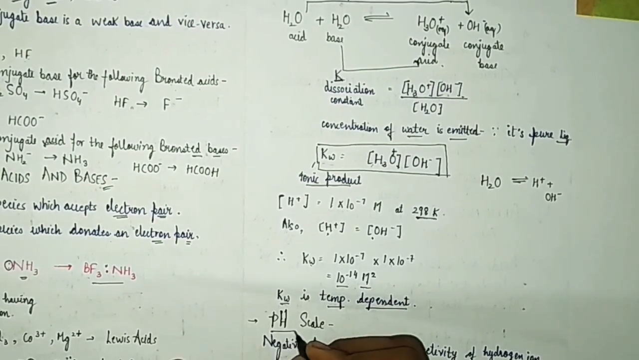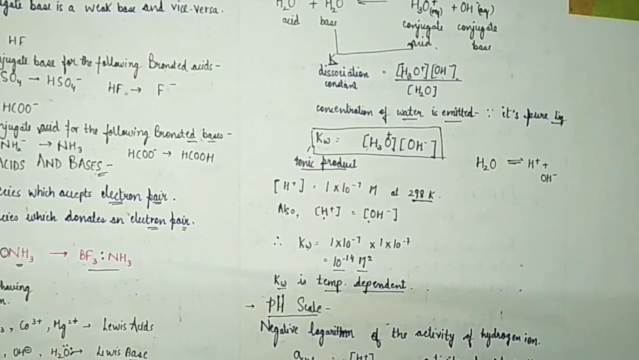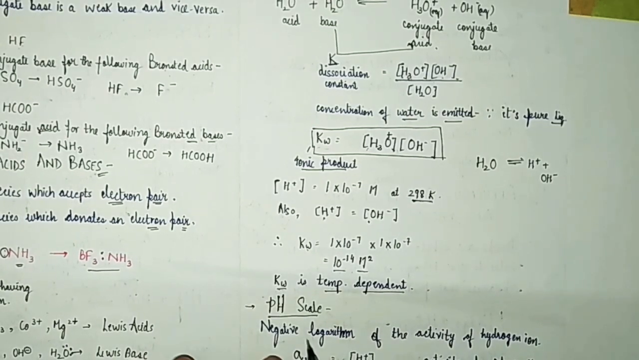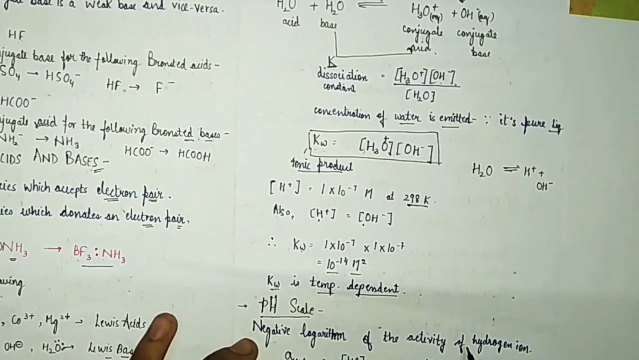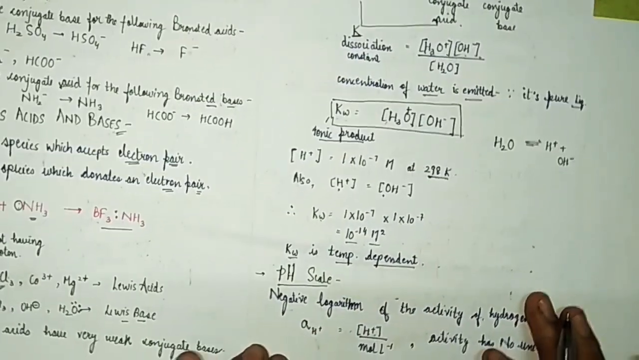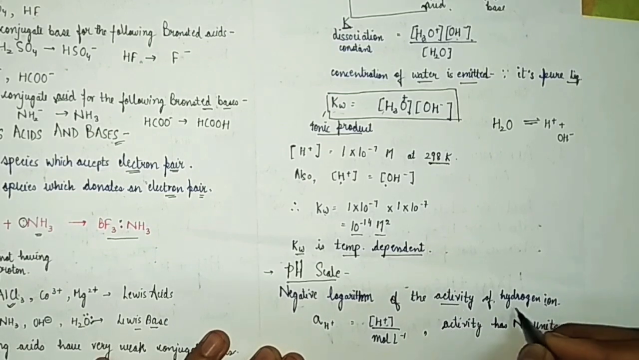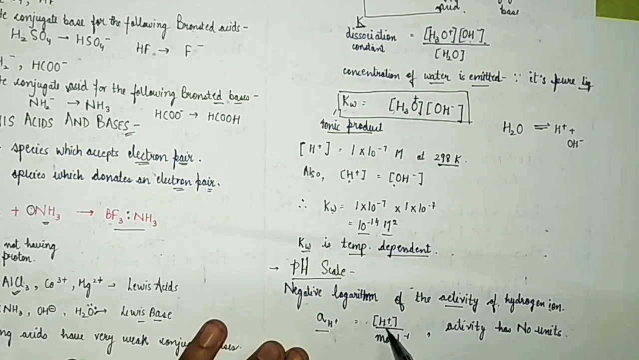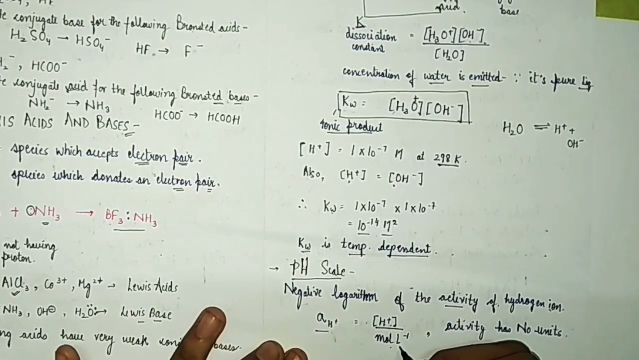So the next topic is the pH scale. What is the pH scale? You all must be knowing by now that pH is the negative logarithm of the concentration of hydronium ions, H plus ions. More precisely, pH is the negative logarithm of the activity of hydrogen ion. Now the activity of hydrogen ion is equal to the concentration of H plus ions only, per mole per liter.